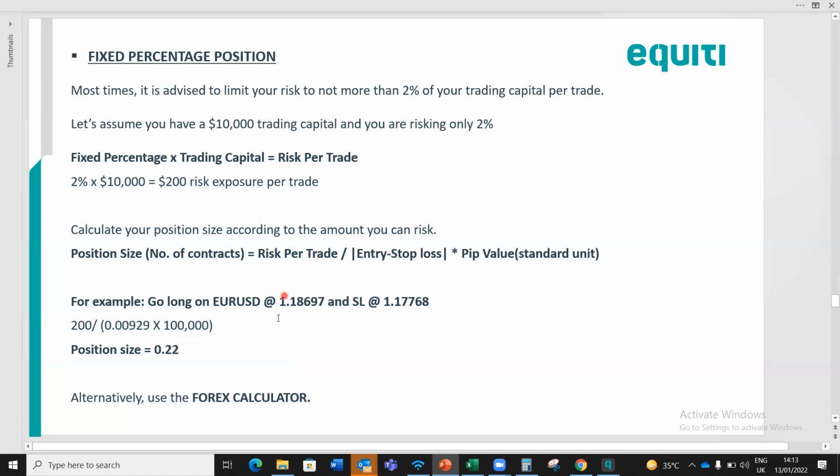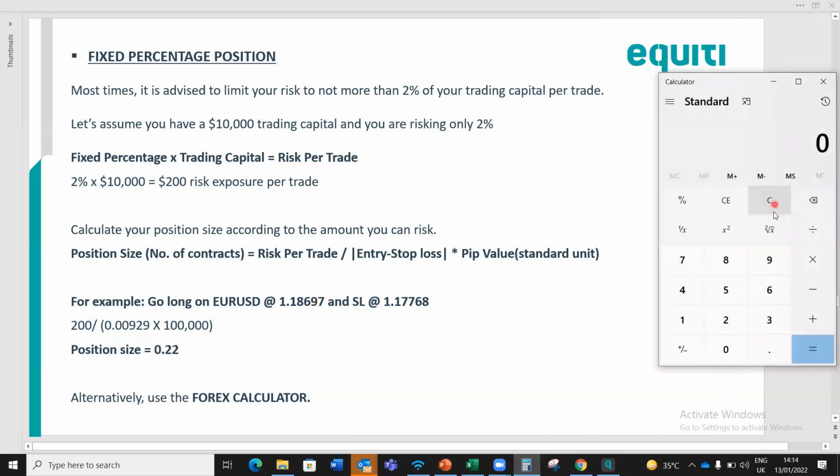All right. We have the entry. We've determined the stop loss as well. I have already talked about how to determine your stop loss. So your entry minus your stop loss. Let's quickly do that. Your entry minus your stop loss.